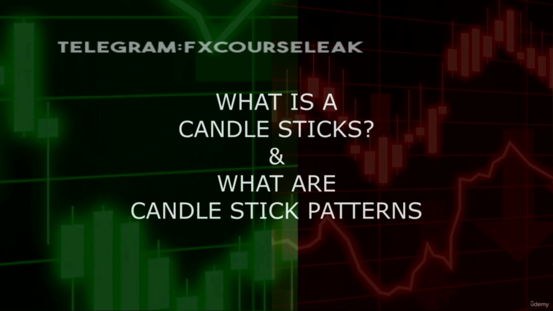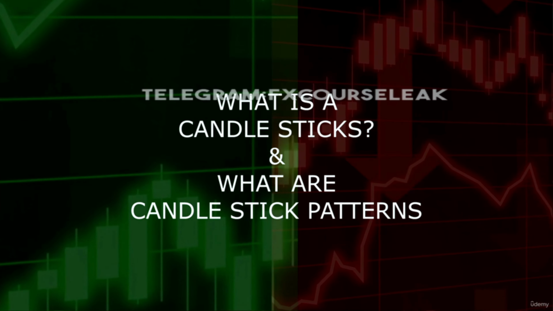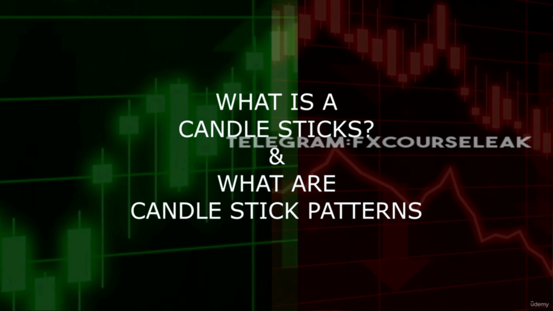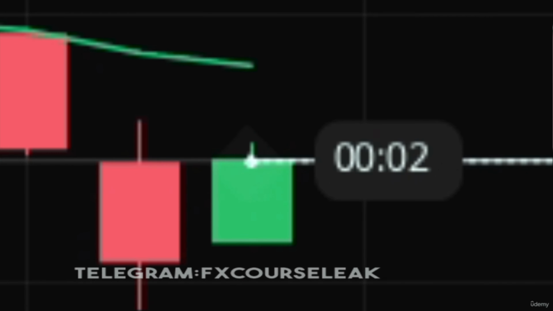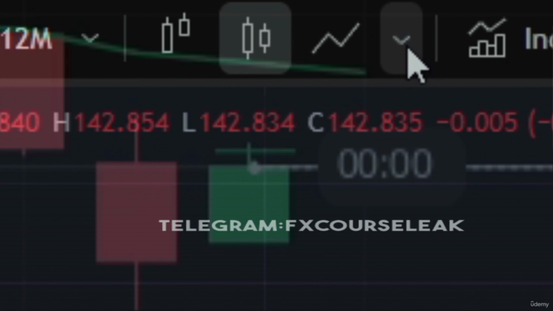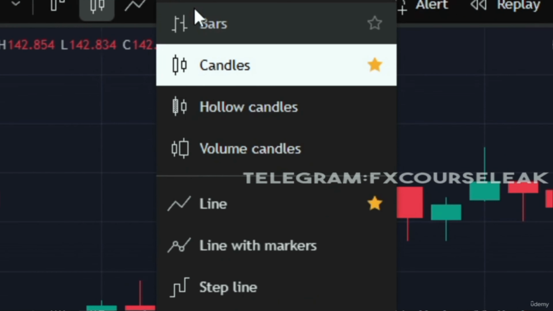In this section, we'll be learning about what is a candlestick and what are candlestick patterns. Candlestick is a chart type or a bar style that visually represents what the price is doing and what the price did in the past in the specific time frames. So there's multiple different types of chart styles.